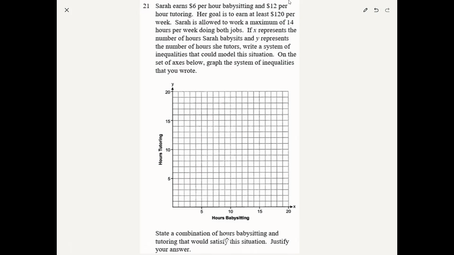All right, so it says Sarah earns $6 per hour. That's an important fact, babysitting, and she earns $12 per hour tutoring. Her goal is to earn at least, that word is what makes it an inequality, at least $120 per week, right? And then Sarah is allowed to work a maximum of 14 hours per week, okay?